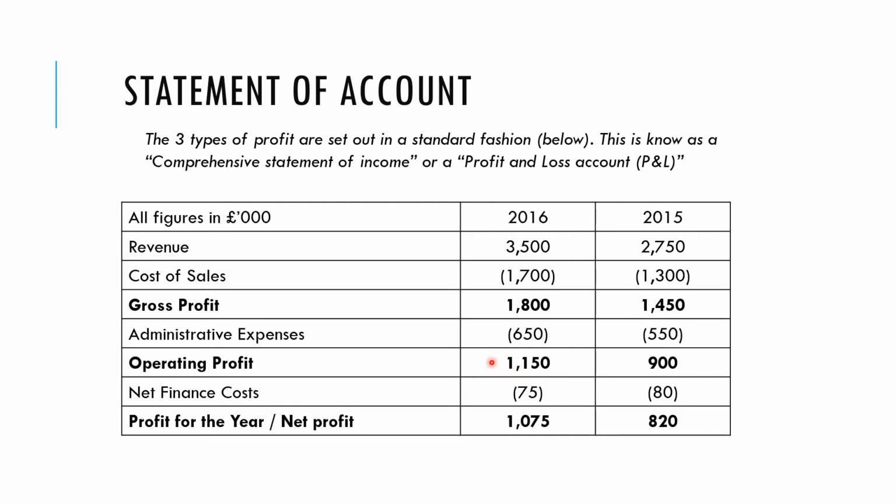Again, the business might have some exceptional items, for example, financing costs. And if we take those off, we get the final level of profit for the year, or net profit. And if you look up any financial report from any well-known business, you will see a statement of accounts, a P&L, that is set out in this format.